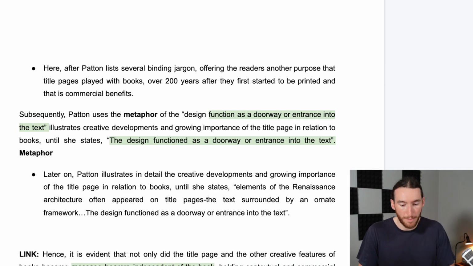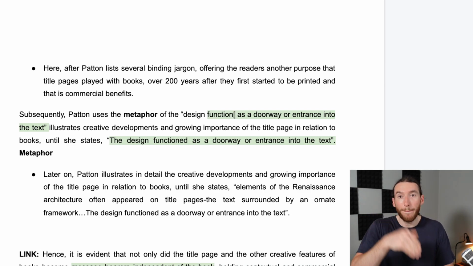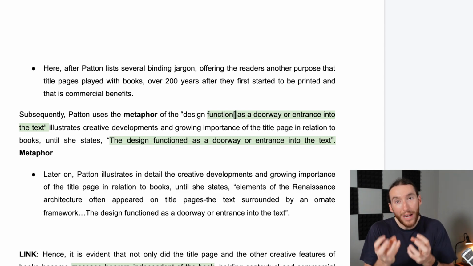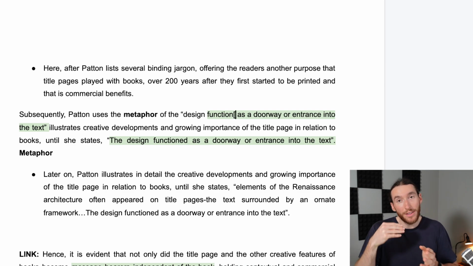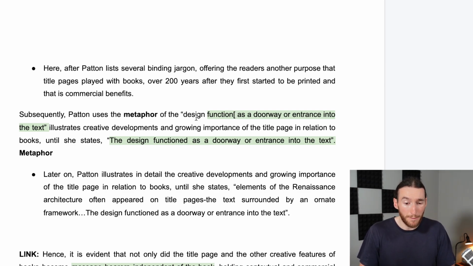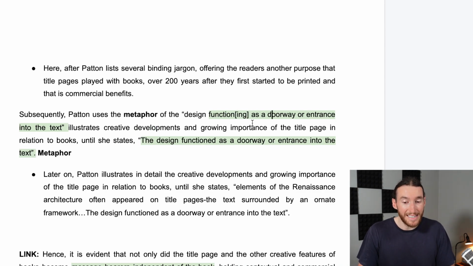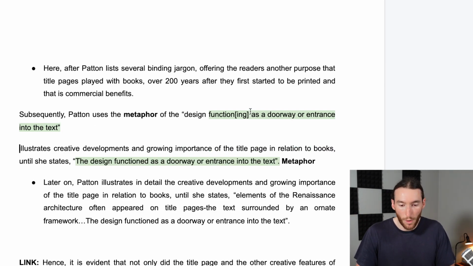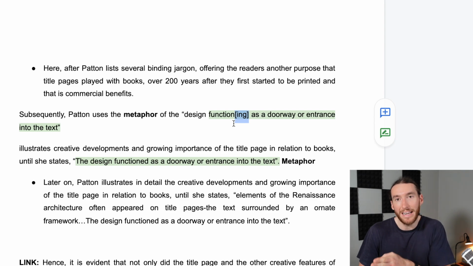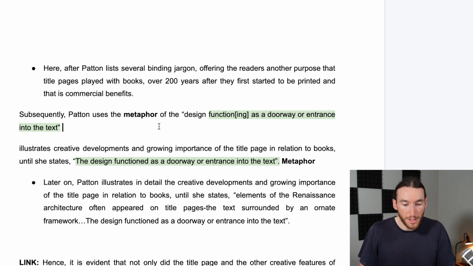It's okay for comprehension, but if you can, we can actually put a square bracket in at the end to show we are tweaking the original quote, and we can change the tense so that it sounds correct as a full sentence. Subsequently, Patton uses the metaphor of the design functioning as a doorway or entrance into the text. Now it sounds like a normal sentence, even if the quotation marks weren't there. Okay, that's why I've added in the squares here, because originally it didn't say ing. I've added that in, showing the squares to show that alteration. Subsequently, Patton uses the metaphor of the design functioning as a doorway or entrance into the text.